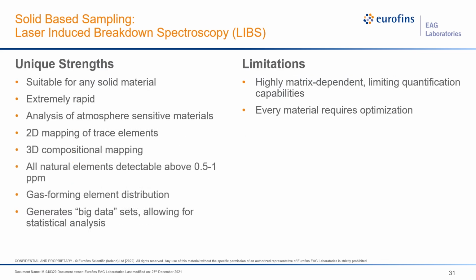So combined with its spatial mapping capabilities of any trace element, another significant strength of LIBS is that we can analyze atmosphere-sensitive materials using a custom design sample cell. Large maps also generate thousands of spatially resolved data points, allowing for detailed statistical analysis.